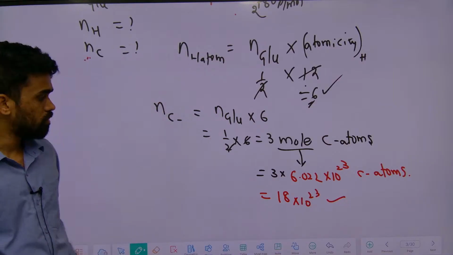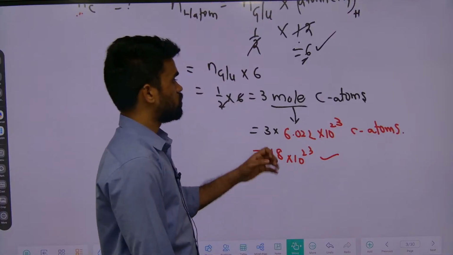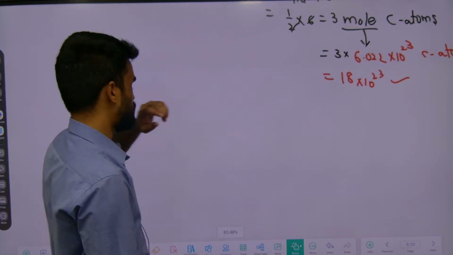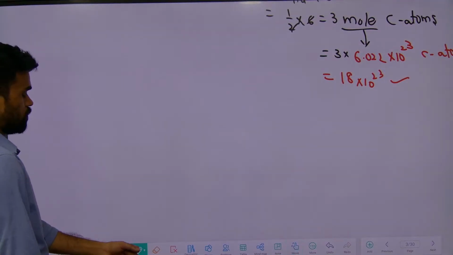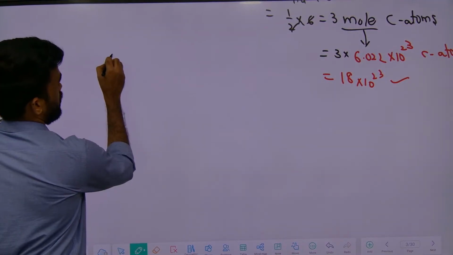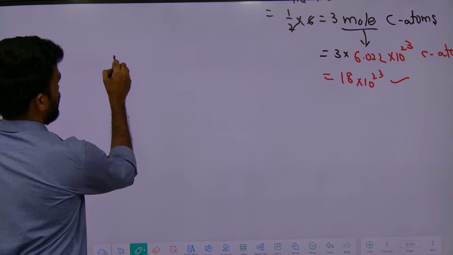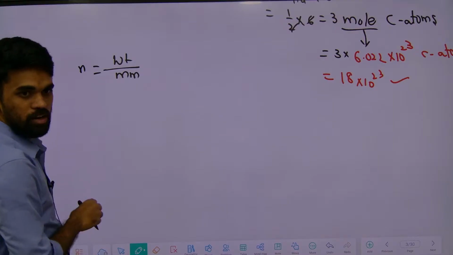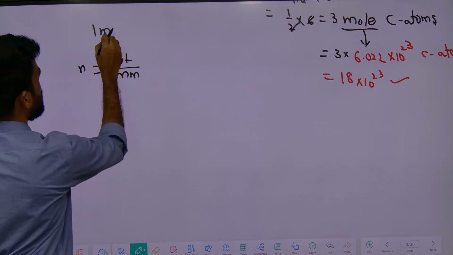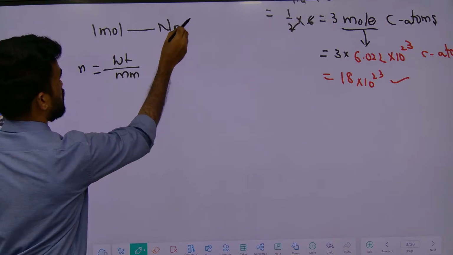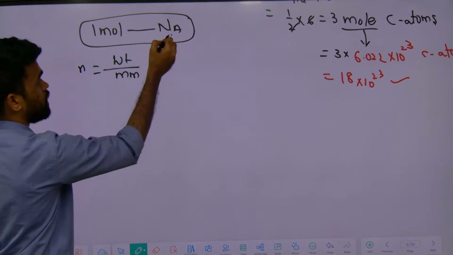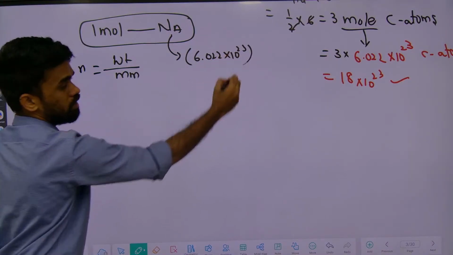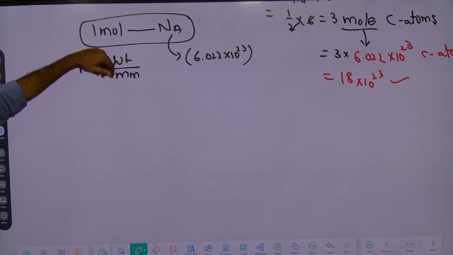Done. Okay, so this is a very basic model questions first. Yeah, next one. So one basic relation we got is weight by molar mass equals to number of moles, and 1 mole contains Avogadro number of particles that we can indicate with Na, that is nothing but 6.022 into 10 power 23. We got these 2 relations, right?